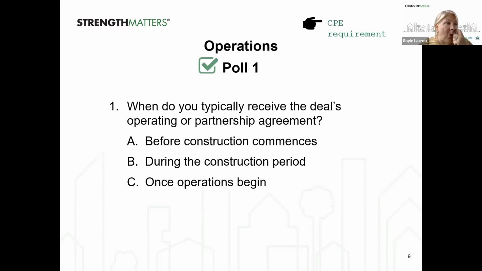So here's our poll. When do you typically receive the deal's operating or partnership agreement? So is it before construction starts, during construction, or once operations begin? And I guess the question would be when do you typically receive it? That might be different from when you ideally should be receiving it.